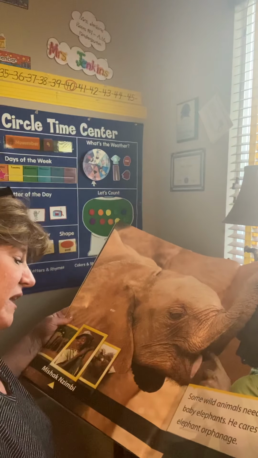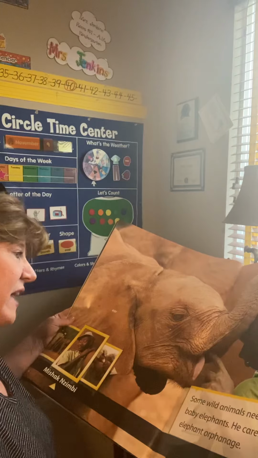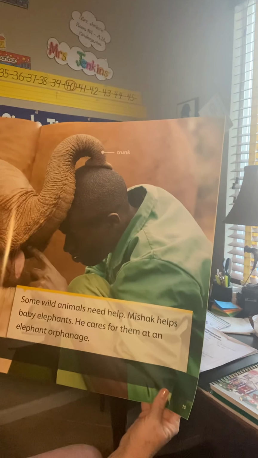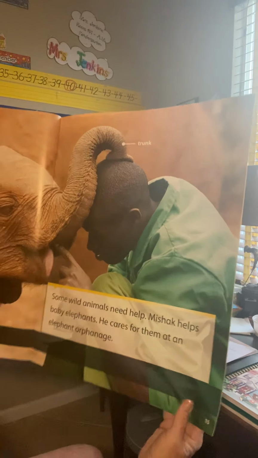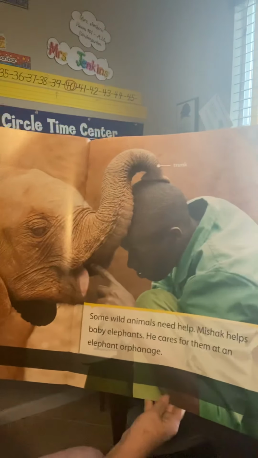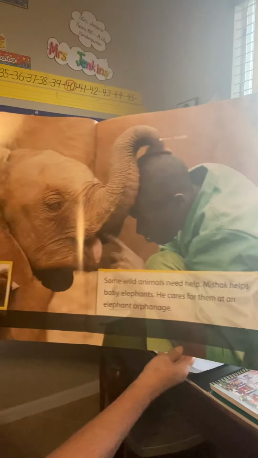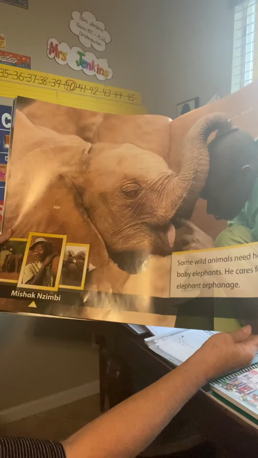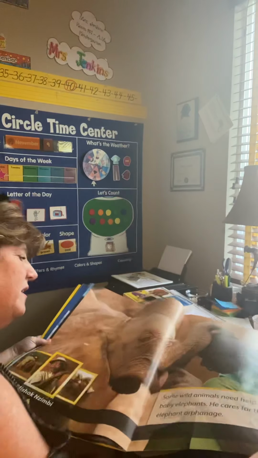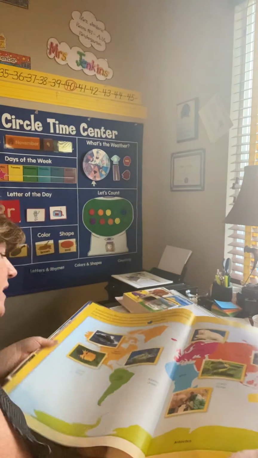Mishak helps baby elephants. He cares for them at an elephant orphanage. Oh, look at this. I don't know if he's a vet, but that's what he's there to do. He's there to help animals that need help. So an orphan would be a little baby elephant who doesn't have a mommy. So he probably needs help finding food. So Mishak is his name, and that's his job, to help animals. There's a picture of him. And let's see here. Okay, now it is going to show us.